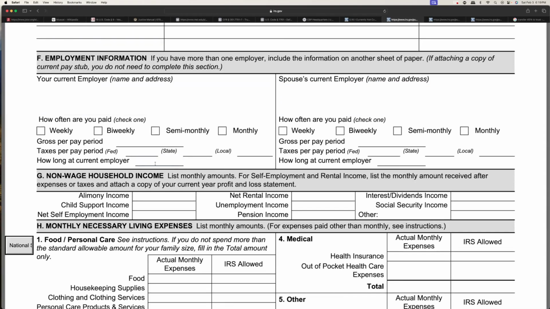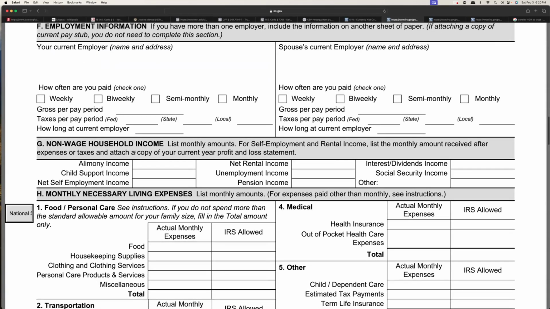Now, attached to this, what I want you to submit is your tax injunction. I want you to submit your tax injunction with the form and send it off to the proper address.